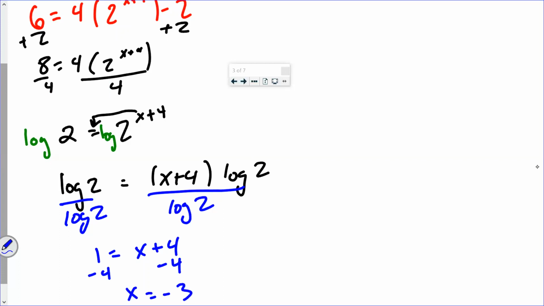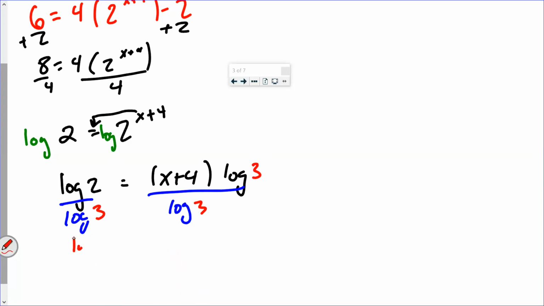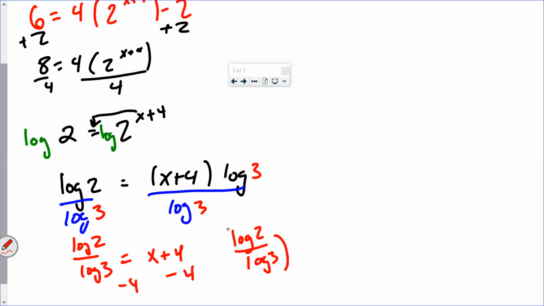Again, through the hypothetical, let's say this was in the original problem, instead of 2 to the x plus 4, it was 3 to the x plus 4. That doesn't affect this problem that much. I would just divide by log 3, divide by log 3. And really, this would not be as nice as the final answer, but you just write it out. Log 2 over log 3 equals x plus 4, and then subtract 4. So you get all of that minus 4 equals our x.